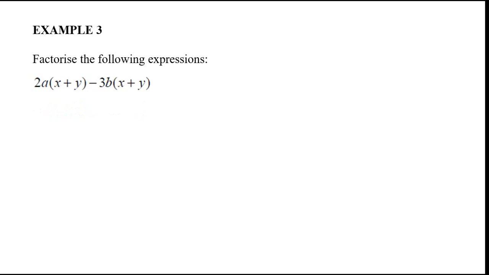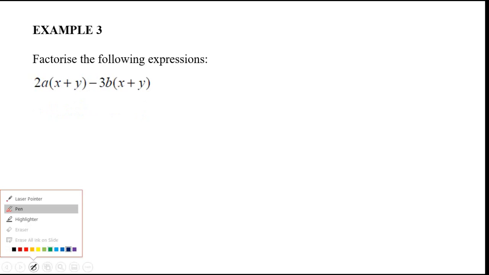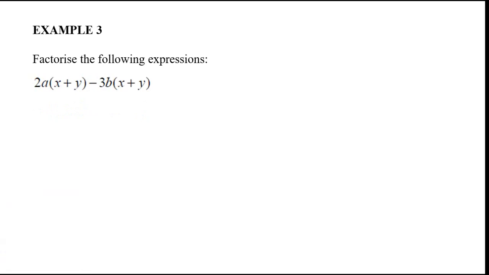Now let's look at another example where we have to factorize this expression. When we've got something like this, we must understand that this x plus y is a factor of this whole term, so you're multiplying 2 by a by x plus y. Now I've underlined this because it looks exactly the same as that one over there. So this factor is there, that factor is there, which means it is a common factor.